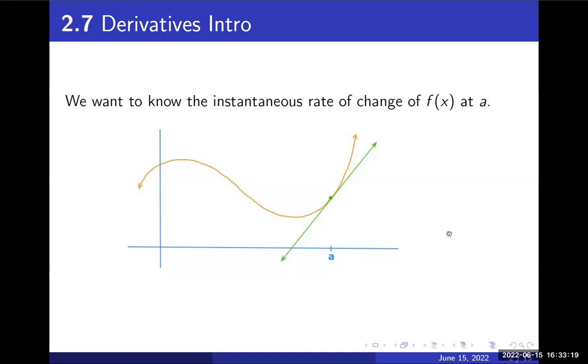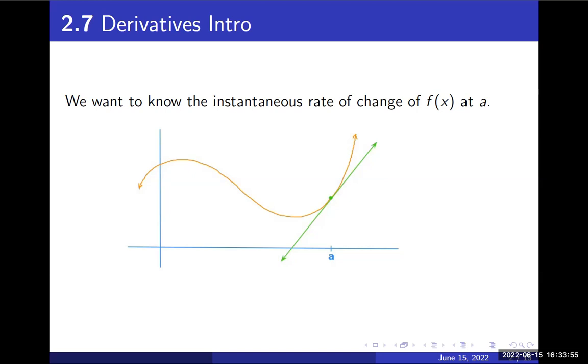Okay, what's this all about? We want to know the instantaneous rate of change of a function at a given x value or at a given point. The instantaneous rate of change of f of x at a. We'd really like to know how fast things are changing, even down to how fast is something changing at any given instant in time.